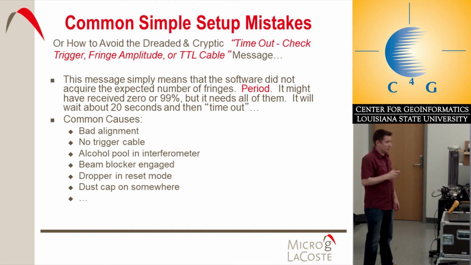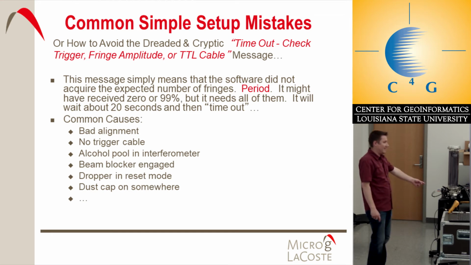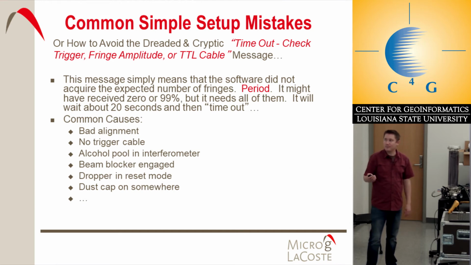The key to troubleshooting that is if it doesn't do anything, that's a communication issue. If it lifts, drops, and then waits, then it's probably a fringe issue or setup issue. Either your laser's not on or the beam blocker, that kind of thing. So you're just not getting fringes. So, bad alignment, trigger cable, we talked about it, dust cap on. If you leave those caps on after the setup, you're like, oh, there's a cap right there. Tear it down. Definitely pay attention to that.